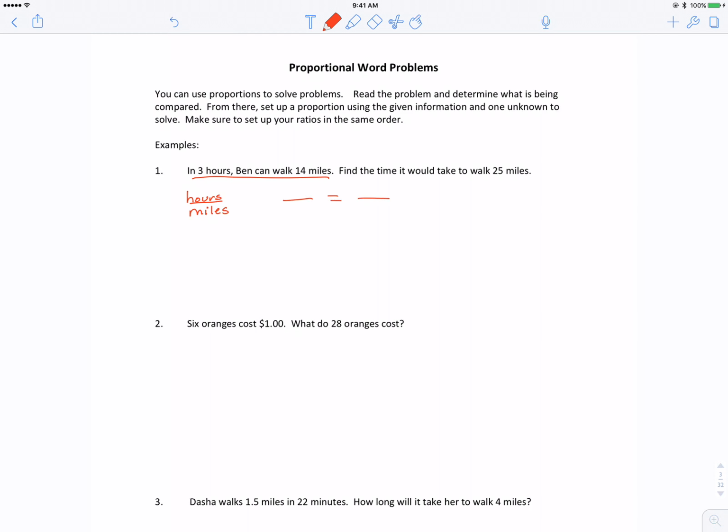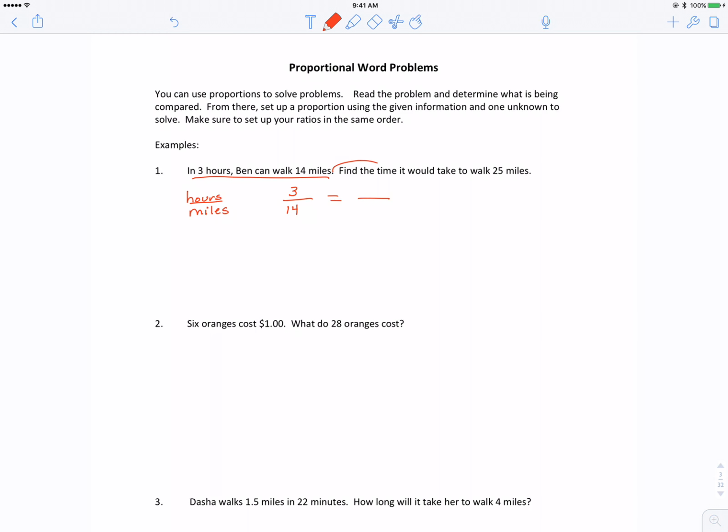From there, I'm going to fill in my numbers. One side, the numbers that go together. Right away, we're given 3 hours. Ben can walk 14 miles. All the numbers that I put on the top of my proportion will refer to hours, and the numbers on the bottom will refer to miles.